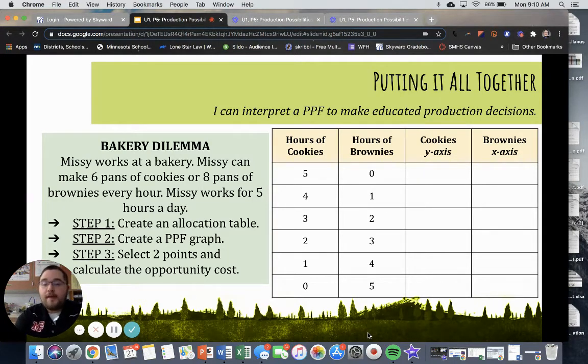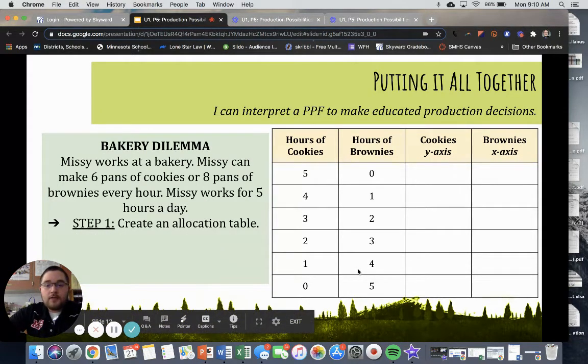Okay, so let's assume that Missy works at a bakery. Missy can bake 6 pans of cookies or 8 pans of brownies in an hour. Missy works for 5 hours each day. So I would like you first to create an allocation table using the template that I have over to the right. And from there, we're going to create a PPF graph. And finally, we'll select any 2 points and calculate the opportunity cost of moving along those points.